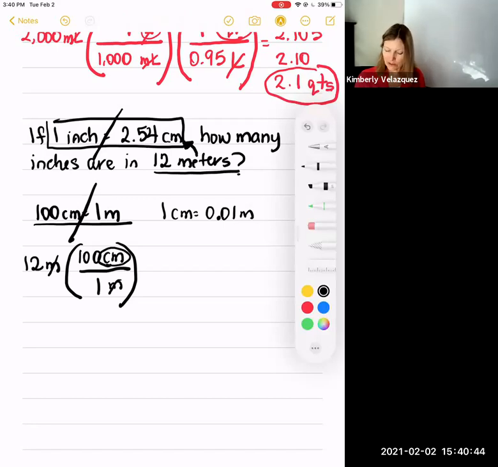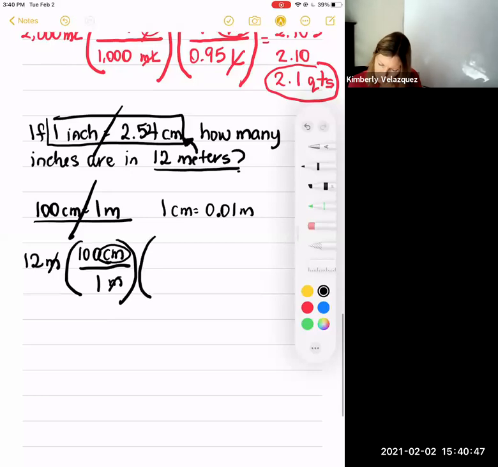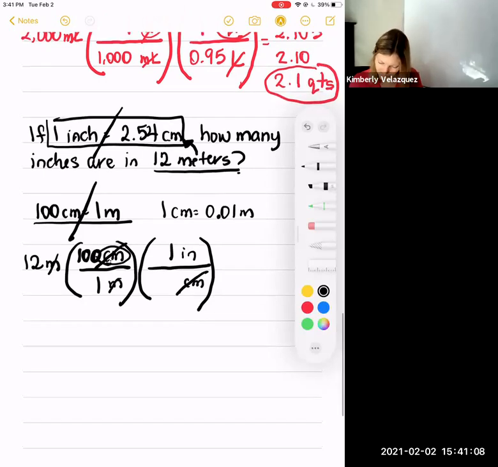And I'm going to make this into a fraction. What do I want on the bottom? I'm trying to get rid of centimeters. So centimeters have to go on the bottom and inches go on top. Centimeters cancel out. This is 100 right here. My 1 inch goes here, 2.54 centimeters. Again, it's okay to put a number on the bottom. It doesn't always have to be 1. Sometimes you're going to have a number that's not 1.